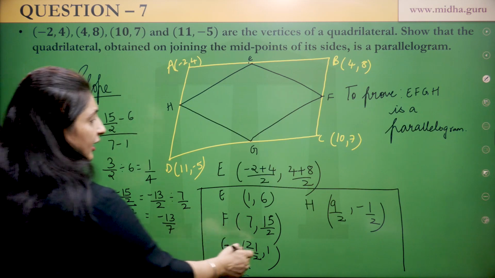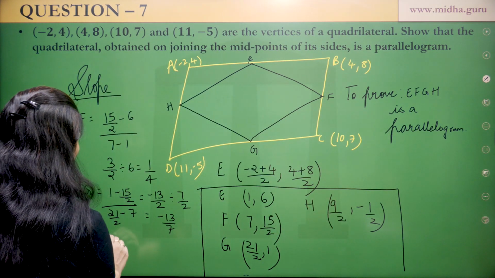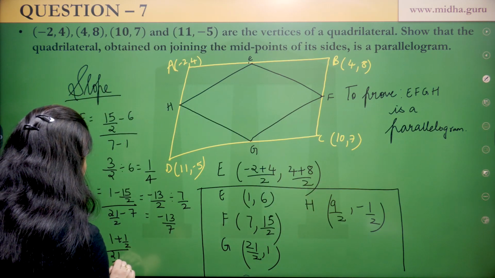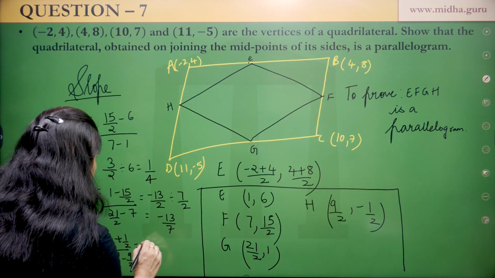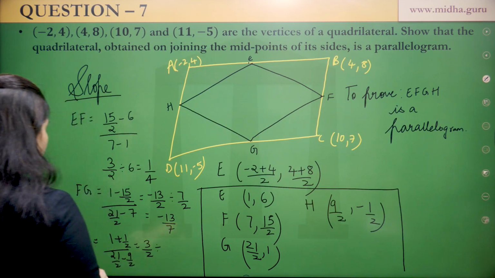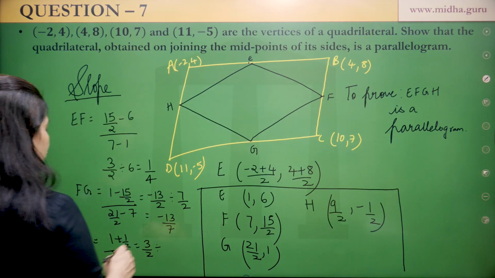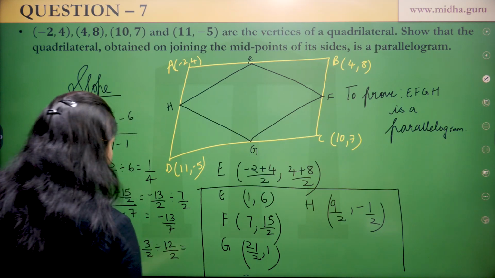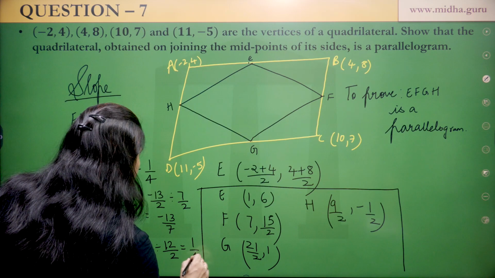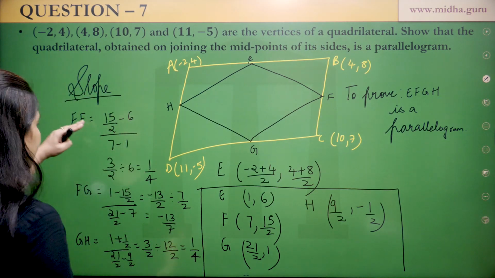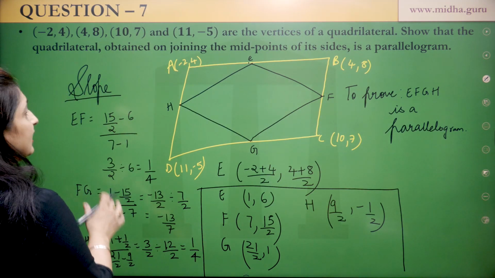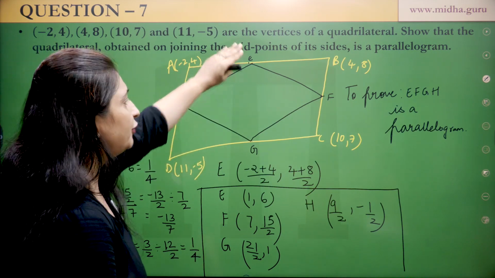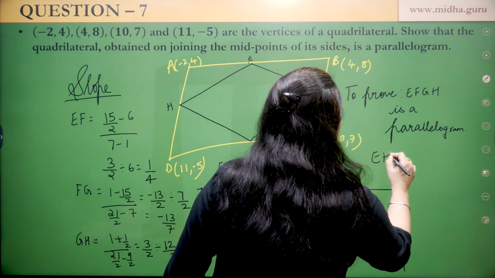GH, y2 minus y1 by x2 minus x1. 1 plus 1 by 2, which is 3 by 2, divided by what? 21 by 2 minus 9 by 2 is 12 by 2. So the answer is 1 by 4. You can see, we have got EF is equal to GH. Next, last, we have found out EF, FG, GH, we'll find for EH.